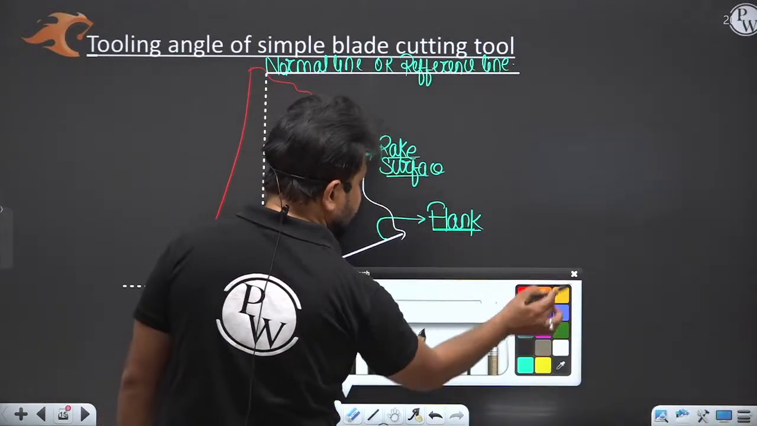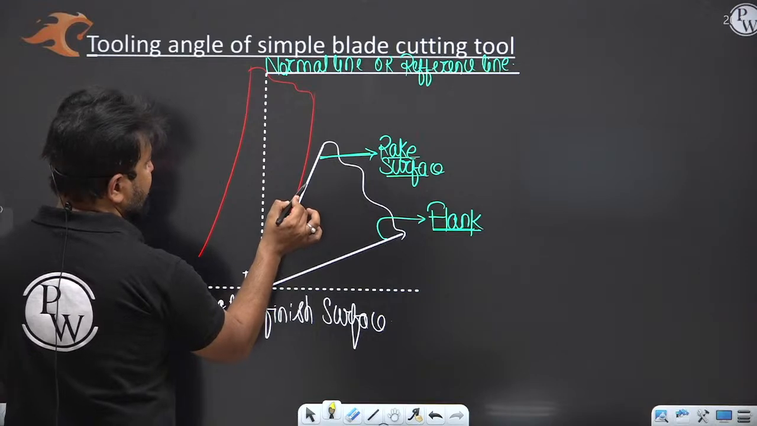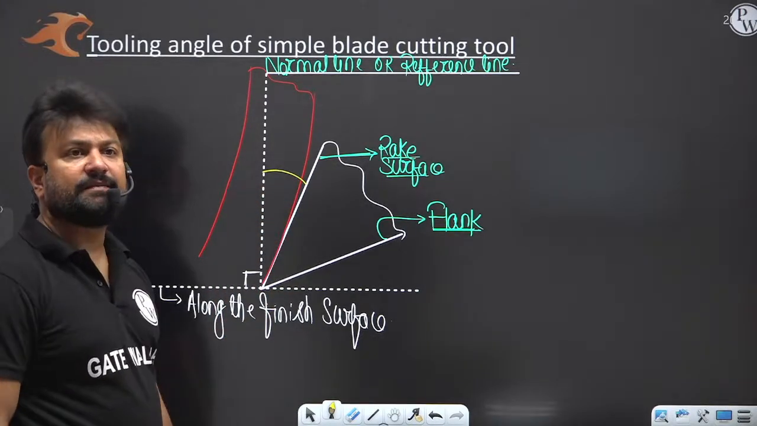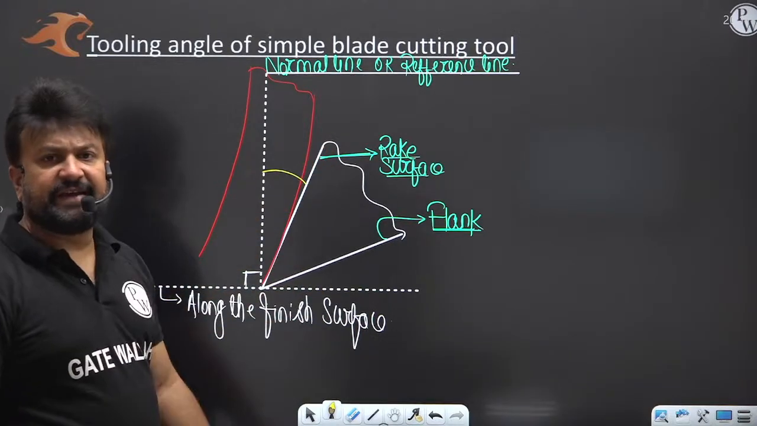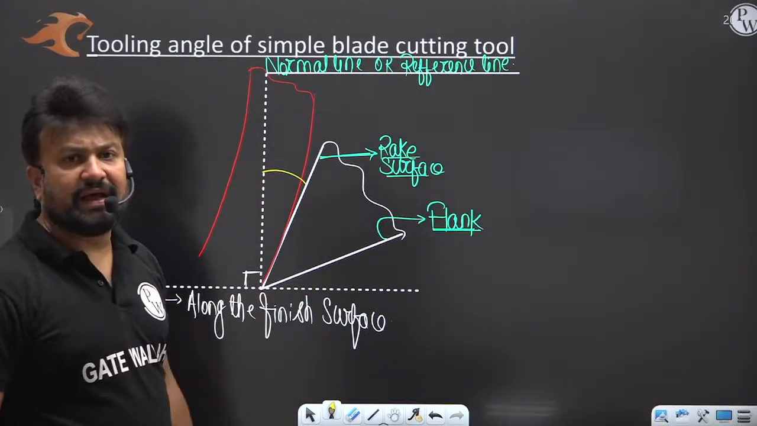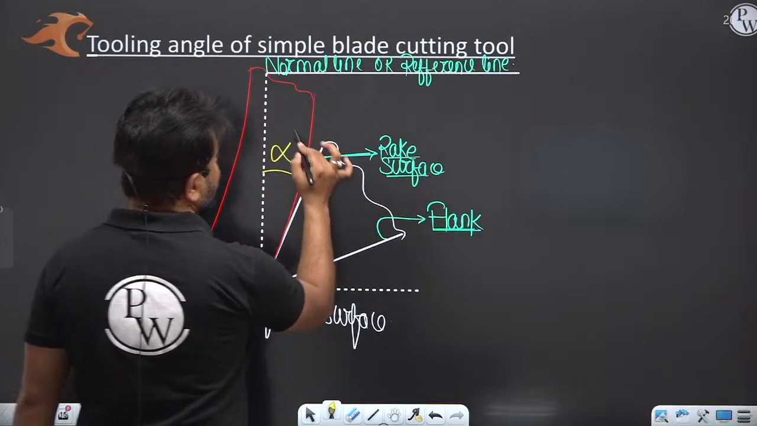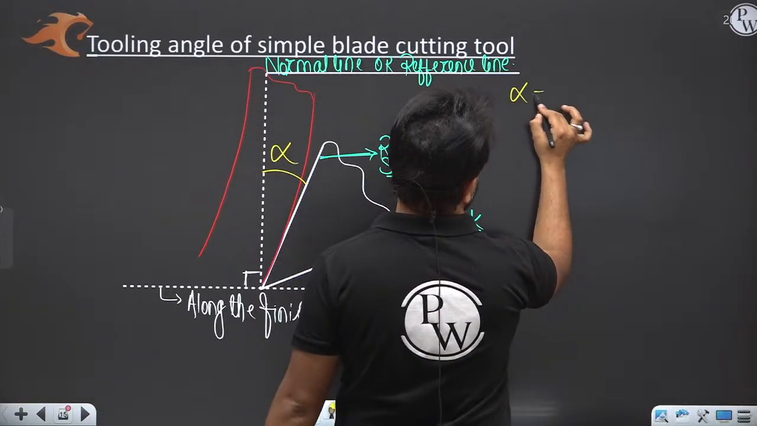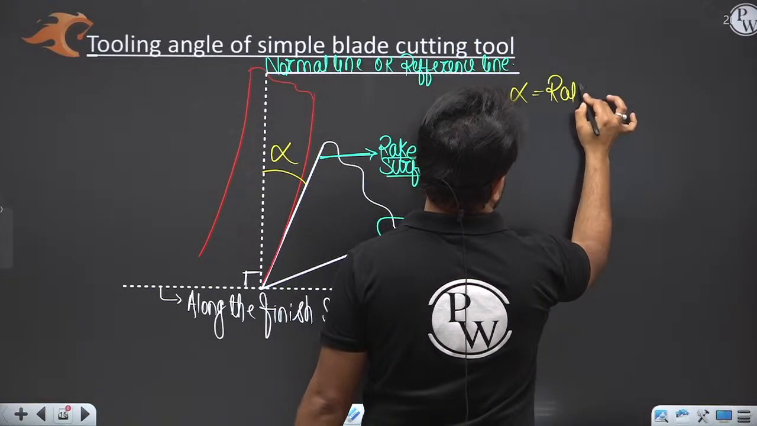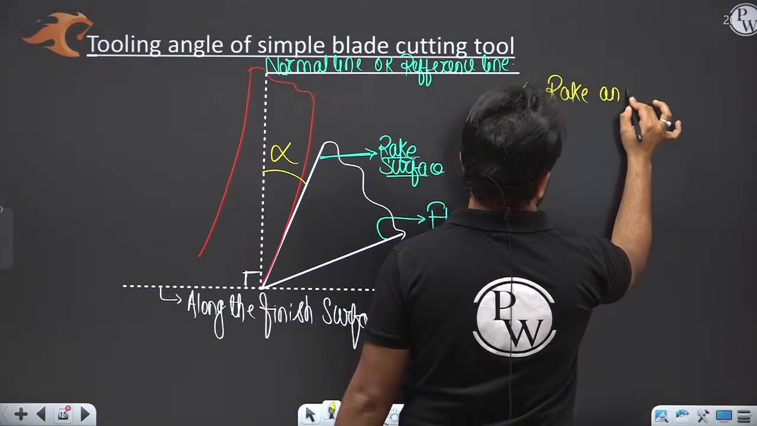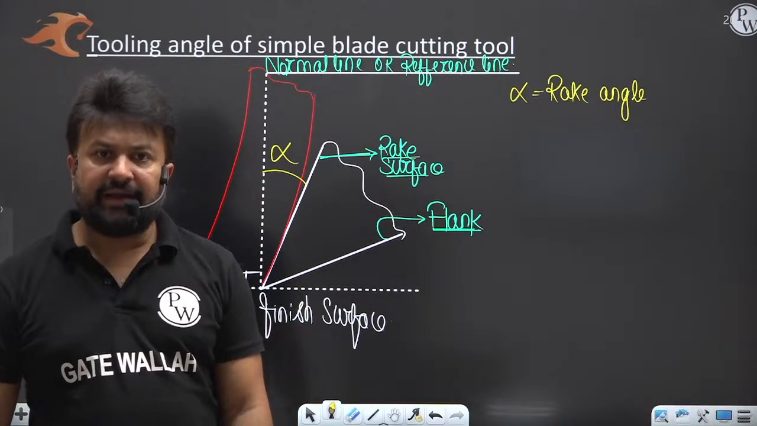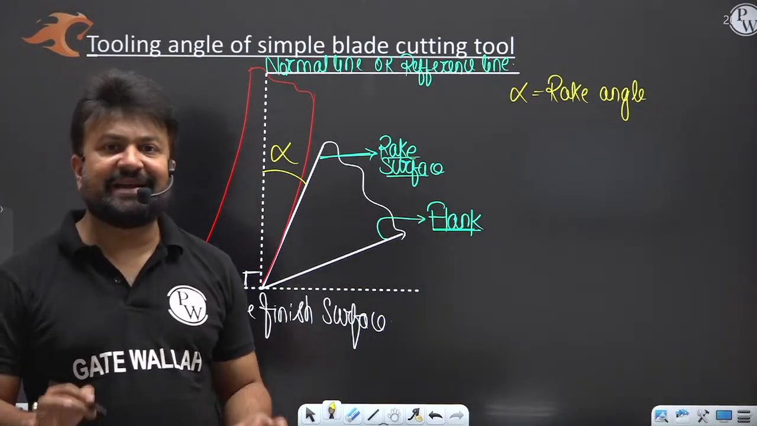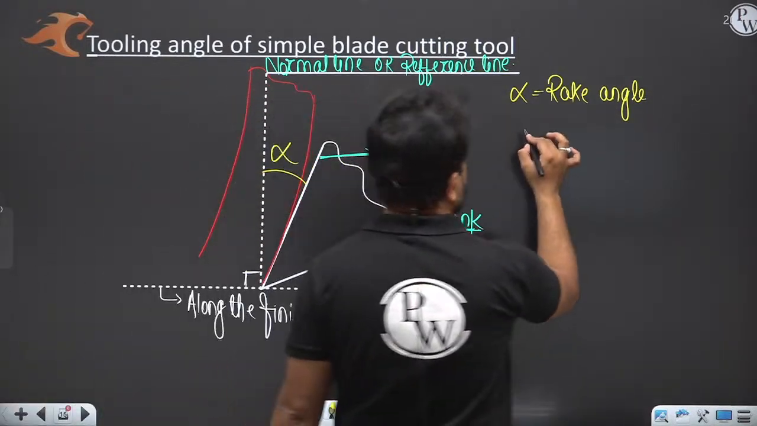Now the inclination of the rake surface from the reference line, the inclination of the rake surface from this normal line, is known as the rake angle. Alpha is the rake angle, that is the inclination of the rake surface.